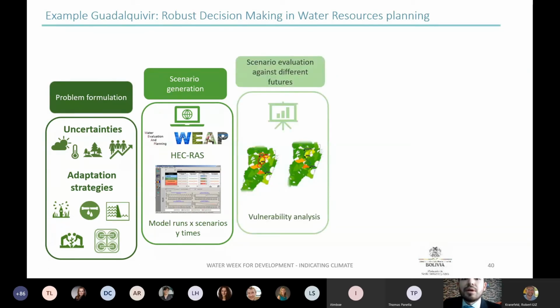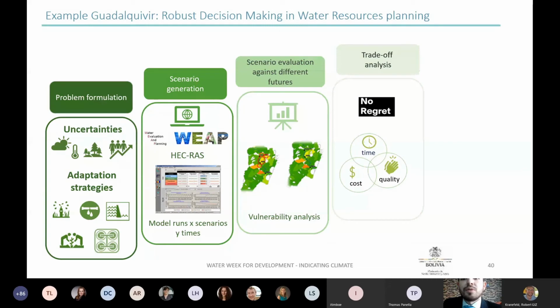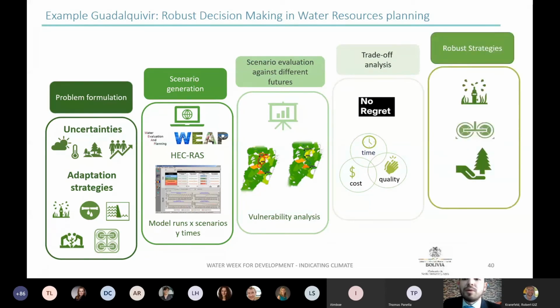This is an example of robust decision making that we are doing in Bolivia with PROCUENCA. So within the PNC, we develop watershed plans. The plans have to consider uncertainties and need to be based on robust decision making. Here we show the process for the plan developed for the Guadalquivir watershed, which is an urban watershed where the famous high altitude wine is grown. So the wine is one of the main productions here in Tarija and the Guadalquivir watershed.